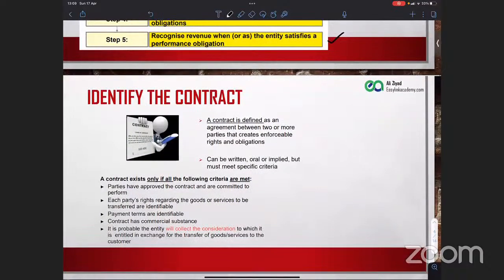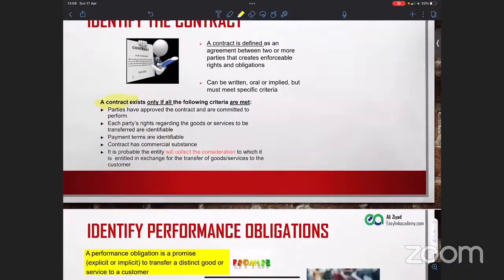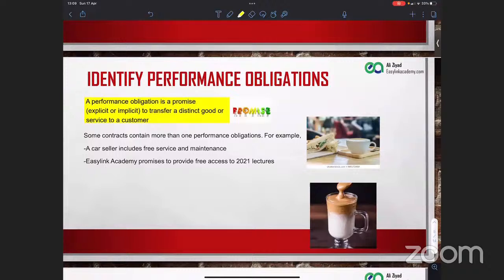Number 1, contract. There's nothing much here. It's a bit of theory, or you can read it later. A contract should exist if it talks about the rights of each different party, the supplier as well as the customer. Performance obligation is the trickiest part.